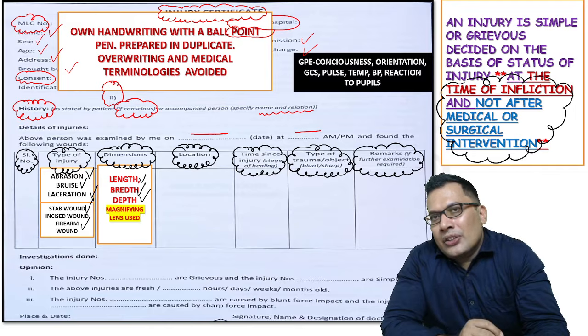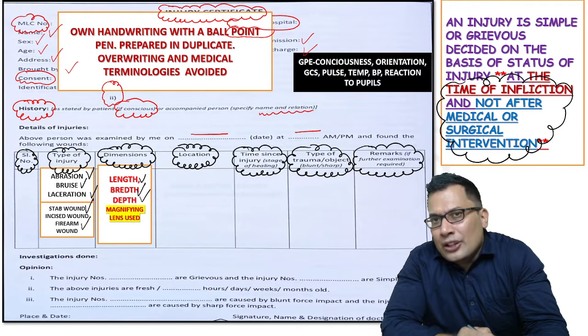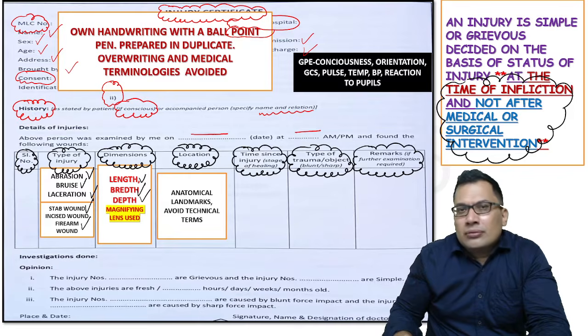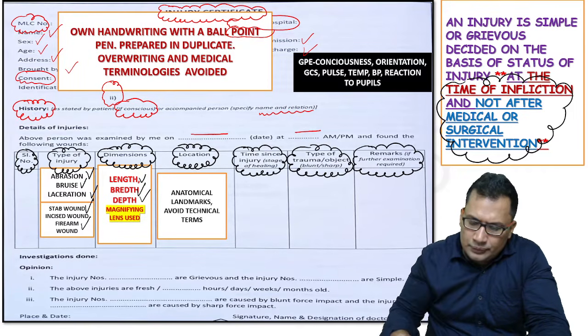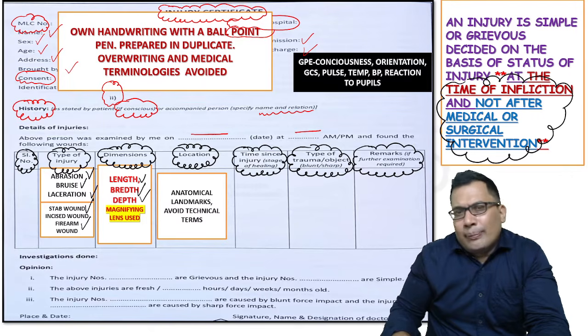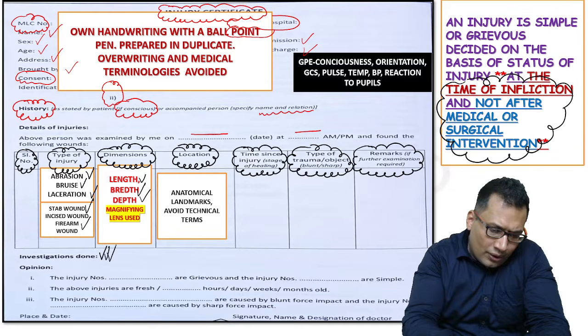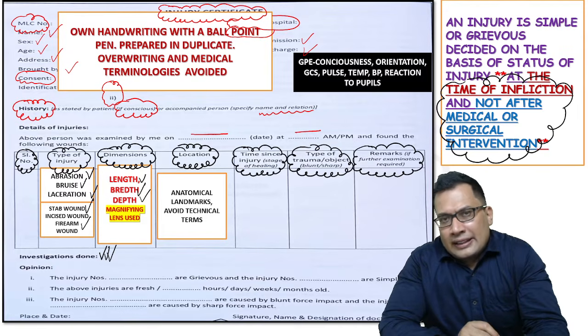So the question can be asked, irregular margins are seen in? Irregular margins are seen in case of laceration. In case of incised wound, they are clean cut. Then location, anatomical location, avoid technical terms. So all these are important points. Then investigations. Then you can do some investigation like CT scan or X-ray.